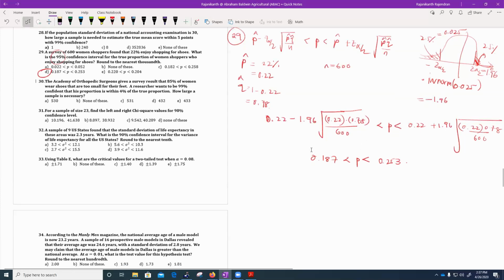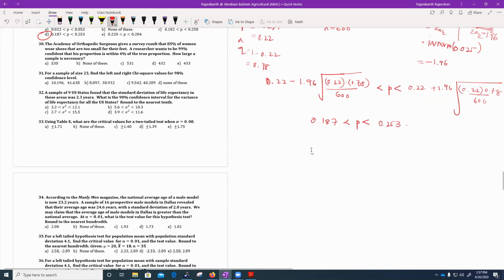Now, problem number 30. The academic of the Paris regions gives survey results that 85% of women wear shoes that are too small for their feet. The researcher wants to be 99% confident that his proportion is within 4% of the true proportion. How large a sample size is necessary? Again, we are asked to find the sample size and we don't know it.